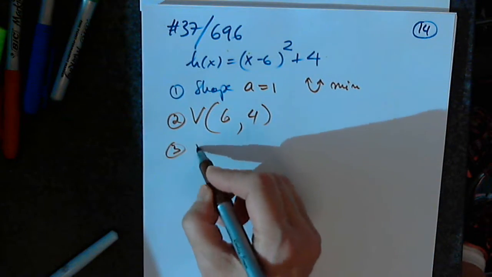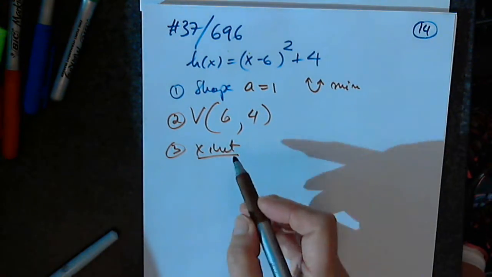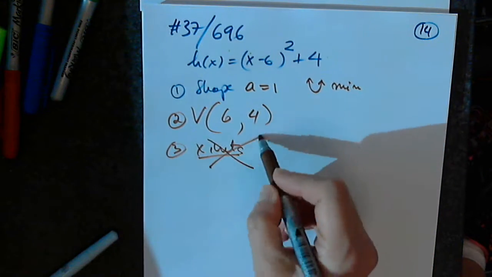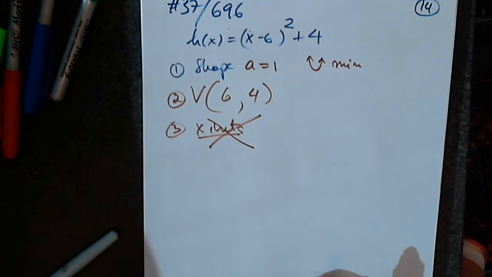Step number 3, x-intercepts. I know how to analyze this. It has a minimum, and the minimum value of this function is 4. Therefore, should I look for the x-intercepts, or I should not waste my time? I should not waste my time because they don't exist.